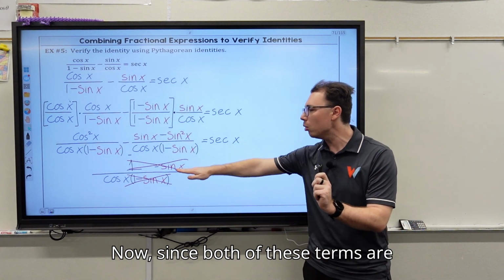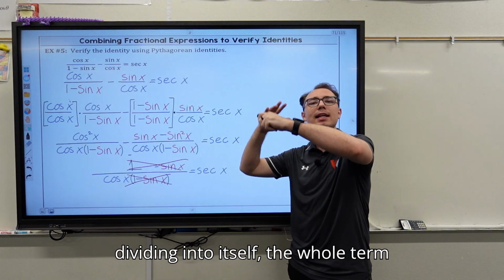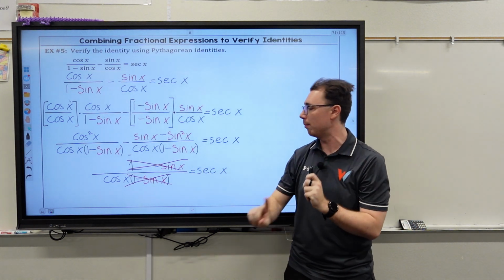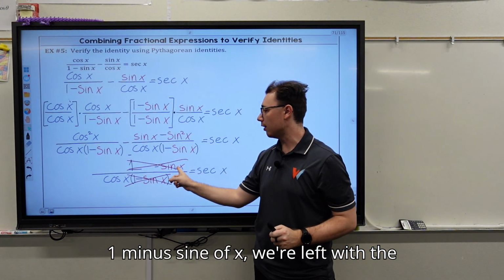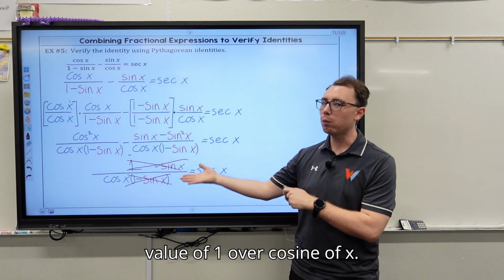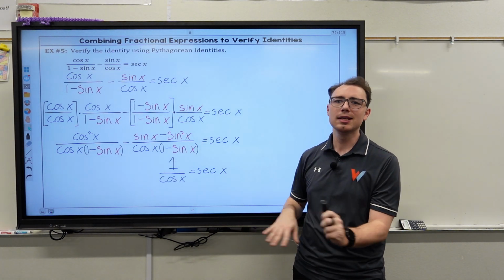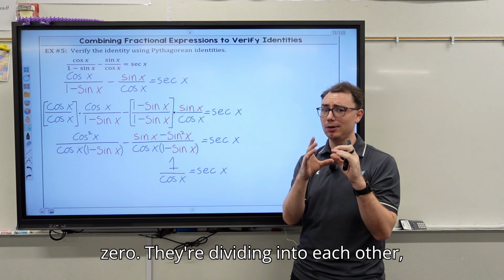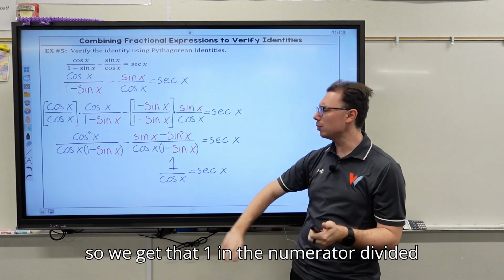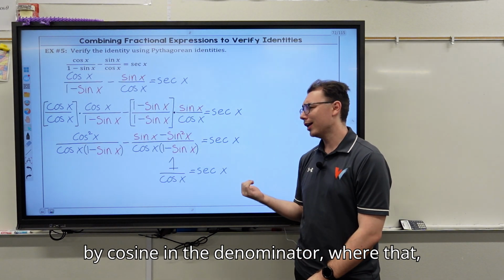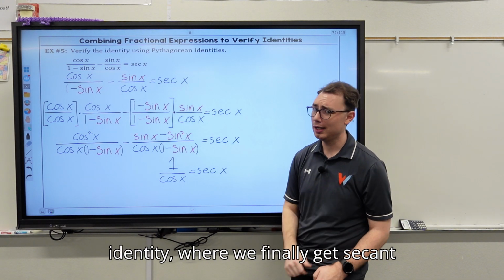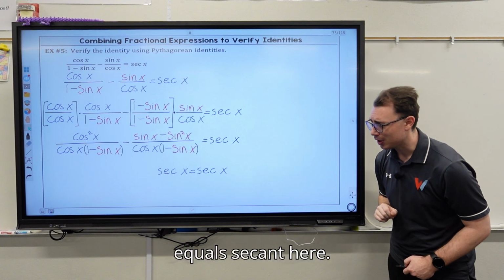Now, since both of these terms are dividing into itself, the whole term of 1 minus sine of x divided into 1 minus sine of x, we're left with the value of 1 over cosine of x. It doesn't just cancel out and turn into 0. They're dividing into each other, so we get that 1 in the numerator divided by cosine in the denominator, where that again is just equal to that reciprocal identity, where we finally get secant equals secant here.